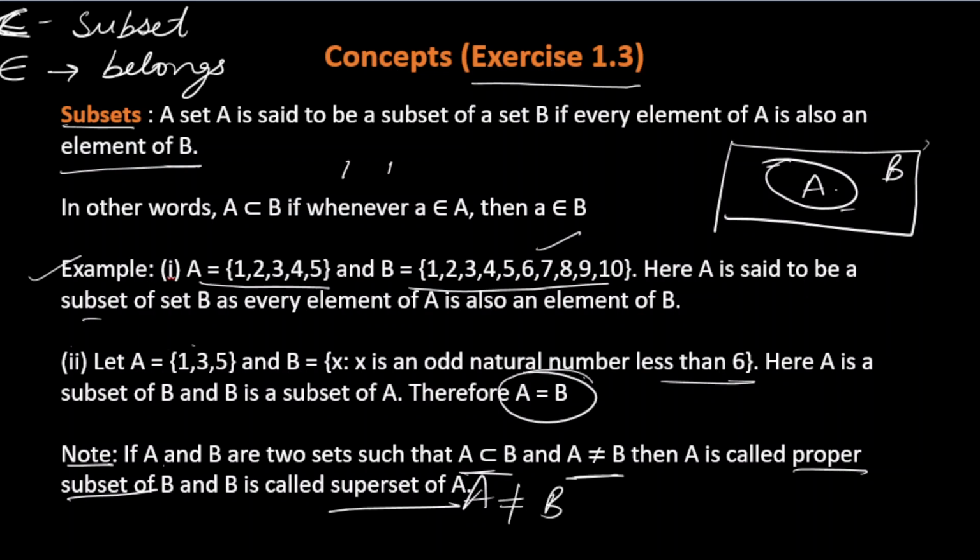When A is equal to B, we have already discussed that case. In that case, both the sets will be subsets of each other. So when A is equal to B, A is a subset of B and B is a subset of A. So let's move further to the next concept.